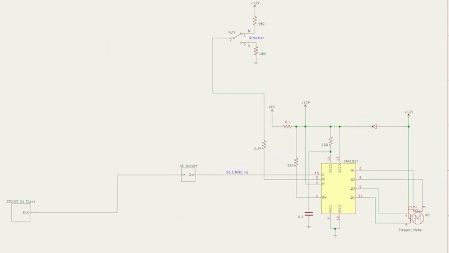Here is our SAA1027 stepper motor driver. It generates four synchronized pulse trains for the stepper motor based on the frequency of the clock signal at the C input. The M terminal sets the direction of rotation, and we can see that the north-south hemisphere switch sets that, at least when not pressing the east or west keys.